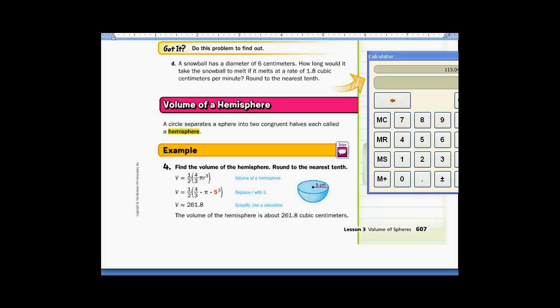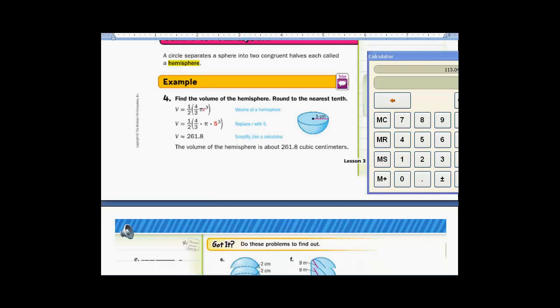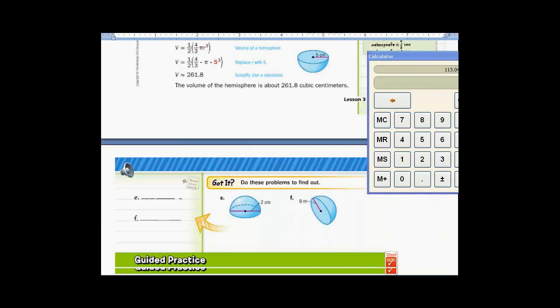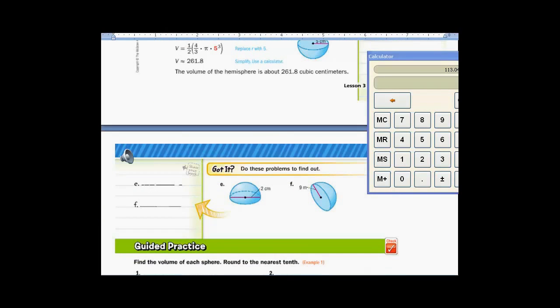So if you want to practice with these, there's that one there, or you could practice with E and F on the next page. I will go ahead and give you the answers to those. So if you want to try that, you can pause it, and when you come back, I'll have your answers.